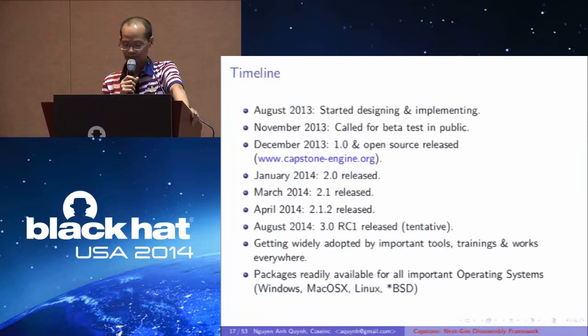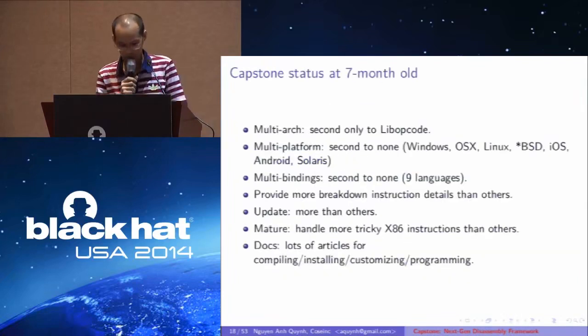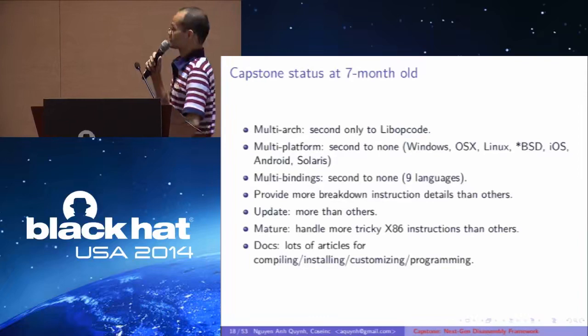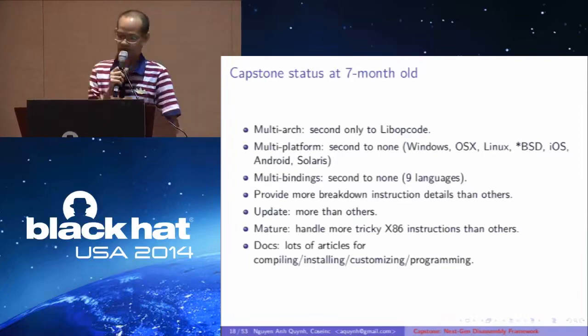And the plan is to release the 3.0 version this month after I come back from Black Hat. And Capstone is getting widely and very quickly adopted by many important tools and trainings and works everywhere. And the package for Capstone is already available for all the important platforms like Windows, Mac OS, Linux, BSD, and so on. So here's the status of Capstone as 7 months old.